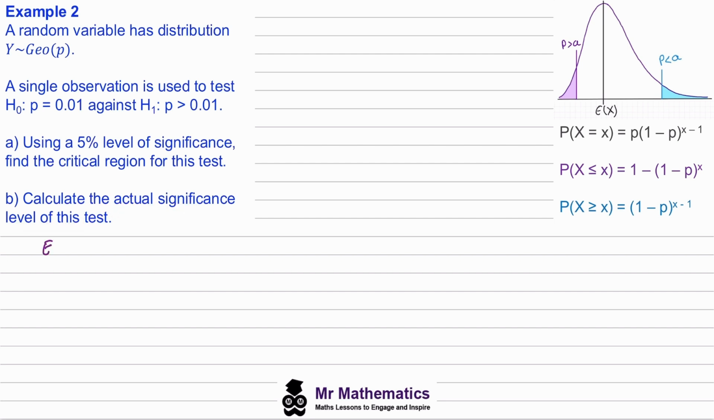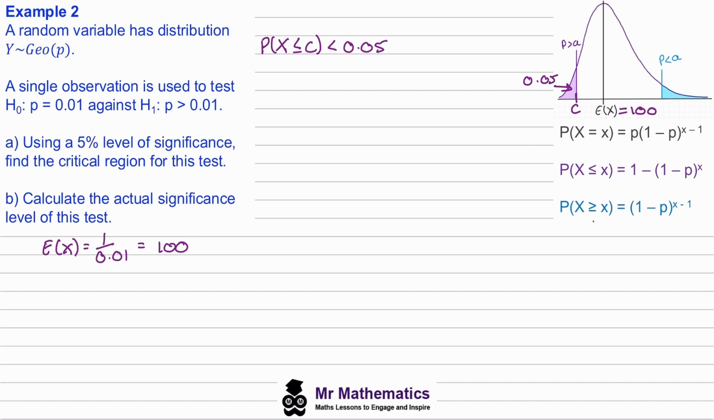So again, we'll start with the expected value of x, which is 1 over 0.01, so 100. I'll label this on a distribution. And because the alternate hypothesis is that p is greater than 0.01, we're looking at this region here. And again, we've been given the significance level of 5%. So we need to find this critical value. So the probability of x being less than or equal to the critical value must be less than 0.05.